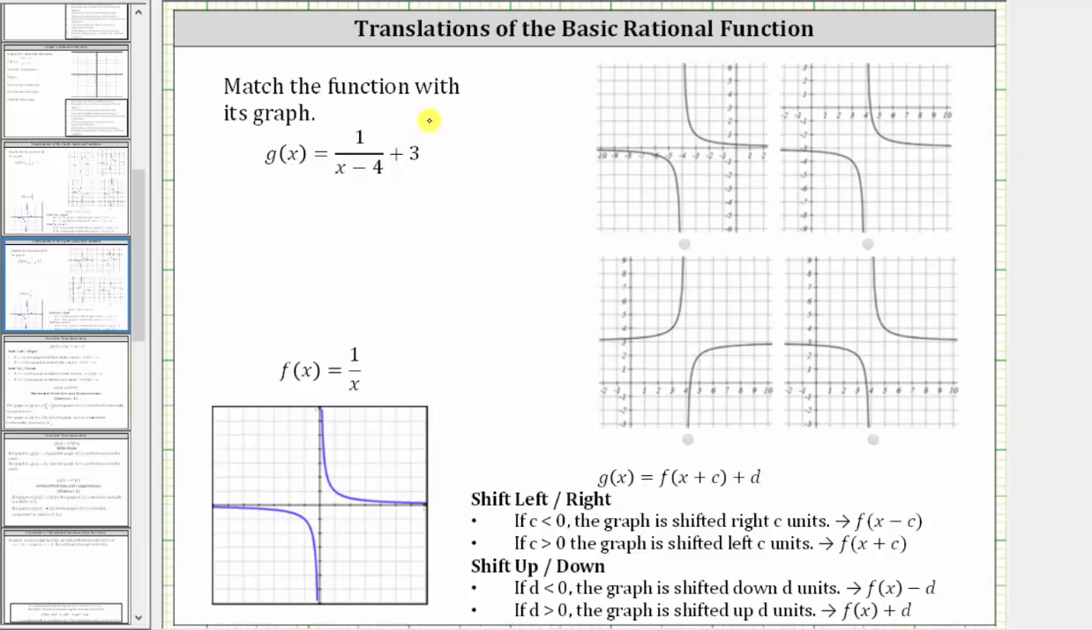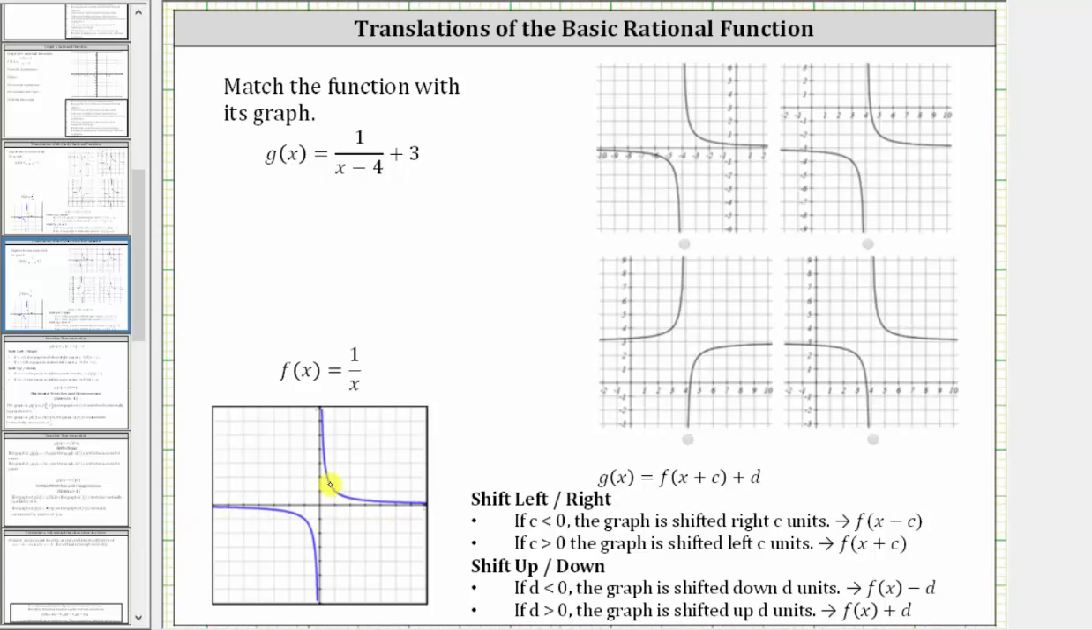We are asked to match the function with the correct graph on the right. We are given g of x equals 1 divided by the quantity x minus 4, plus 3. Remember, the basic rational function f of x equals 1 divided by x has a vertical asymptote of x equals 0, because when x equals 0 we have division by 0, and the horizontal asymptote is y equals 0.